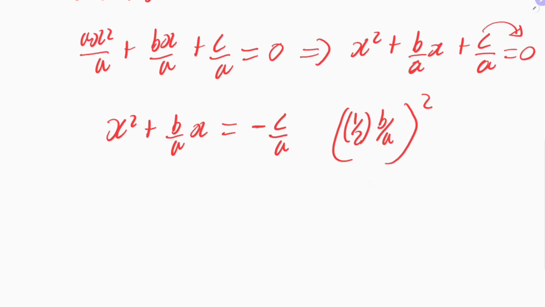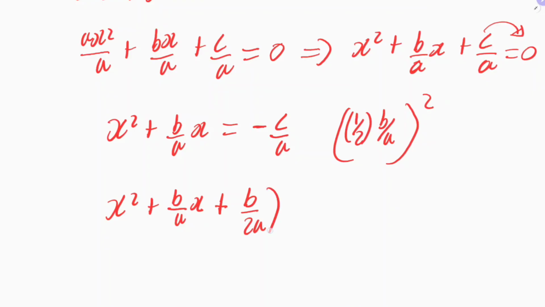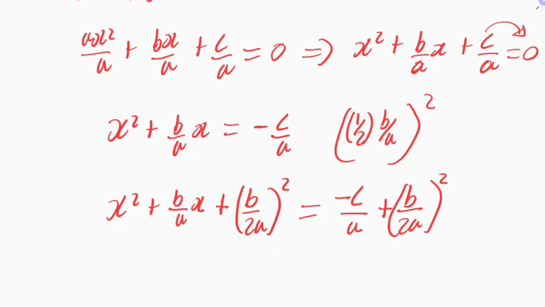So this is how our equation becomes. I now have x squared plus b on a x, plus b on 2a all squared, is equal to negative c on a plus b on 2a all squared. Adding it on both sides is the same thing.